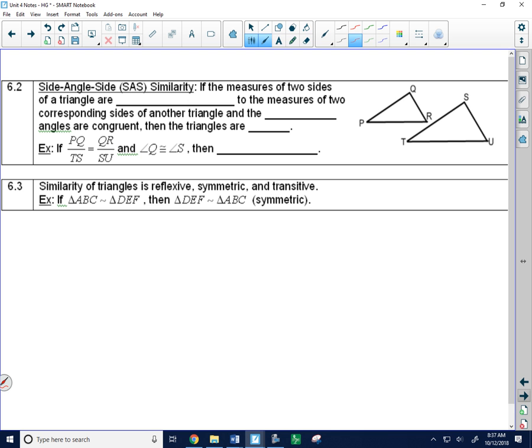And then you could probably guess at the last one, right? SAS similarity. So you need a pair of angles congruent, and then the ratios of these sides to be the same. So again, I'll just choose some numbers. Maybe it's this. Again, the ratio there is 1/2, and the included angle is congruent. So that would be SAS similarity. Side angle side similarity. So there are 3 ways to show triangles are similar.